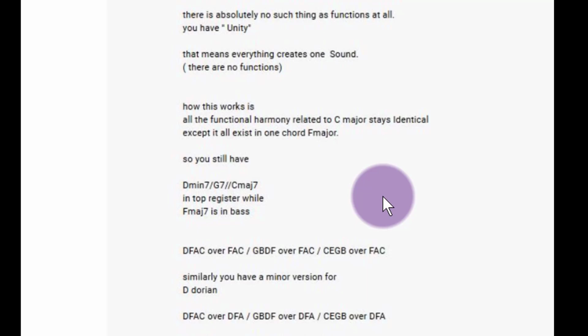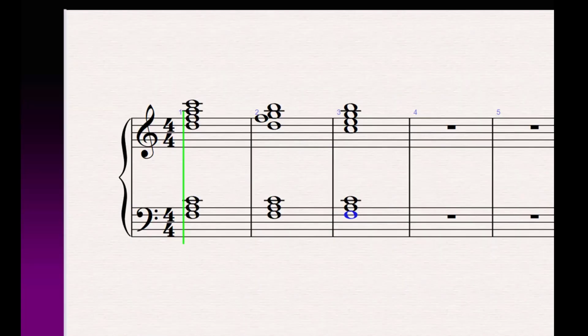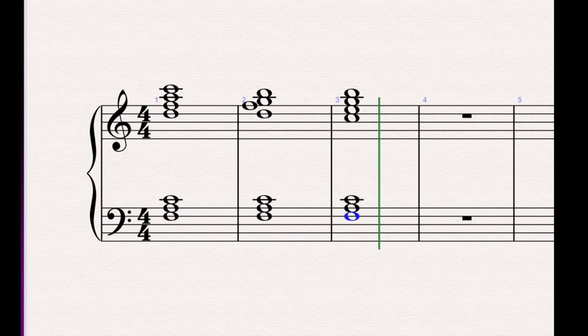Now, you don't have to believe me on this. You can believe what John says, that there's no functional harmony in the Lydian Chromatic Concept, and that that's how you should do all the chords, like that. So they sound like this. Which to me sounds like nothing. I don't want to play music like that.